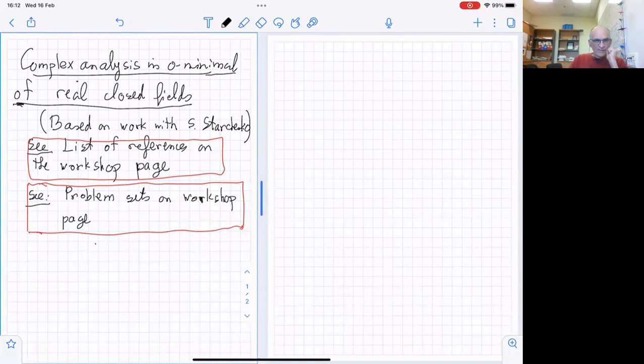I will be talking mostly on joint work with Sergei Starchenko, which is quite old by now, probably 15 almost years or more, 20 even years sometimes. And the title is Complex Analysis in O-minimal Expansions. The word expansions is missing. Expansions of real closed fields.